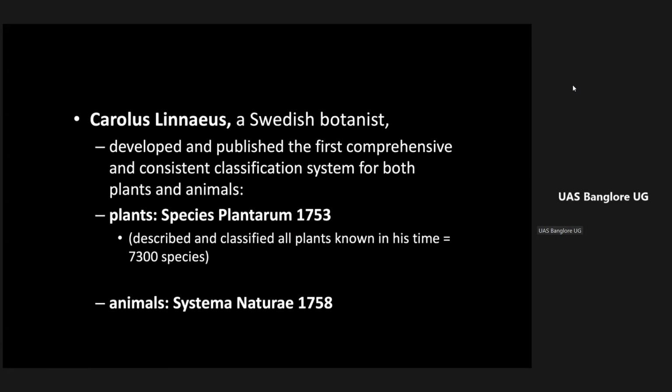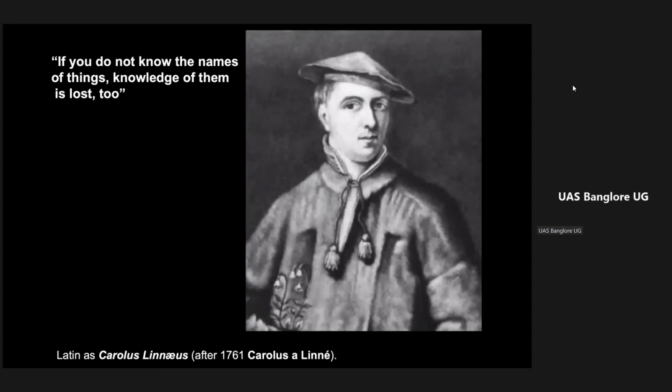We still follow the scientific names that Linnaeus wrote or started using. All the names were registered in that book. From then onwards, we have to register names and publish a new species. Clear? Linnaeus's contribution is that he always gave importance to binomial nomenclature. If you do not know the names of things, knowledge of them is also lost. If we do not know his name, we do not know much about him. That is why Linnaeus's contribution is very important.